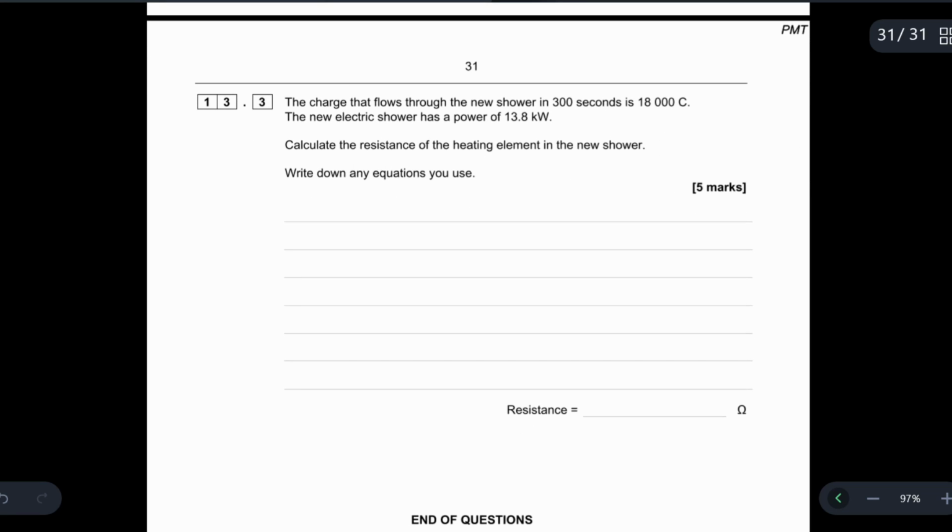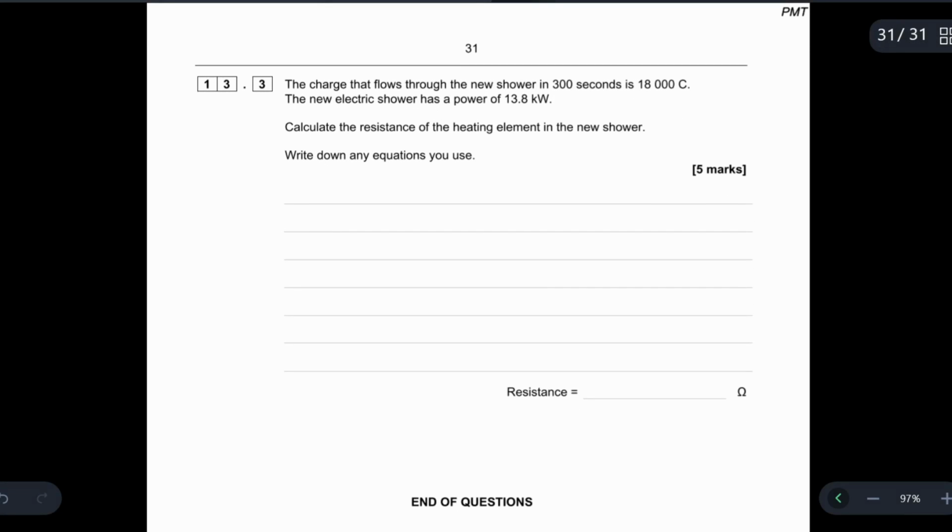Question 13.3 then, the charge that flows through the new shower in 300 seconds is 18,000 coulombs. The new electric shower has a power of 13.8 kilowatts. Calculate the resistance of the heating element in the new shower. Write down any equations that you use.